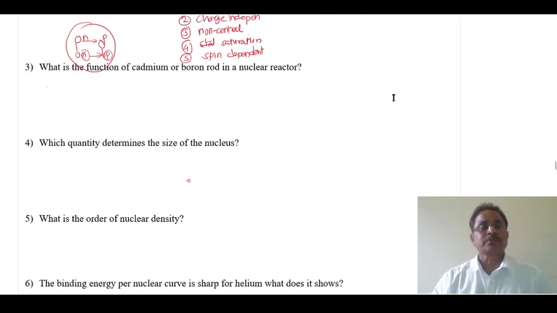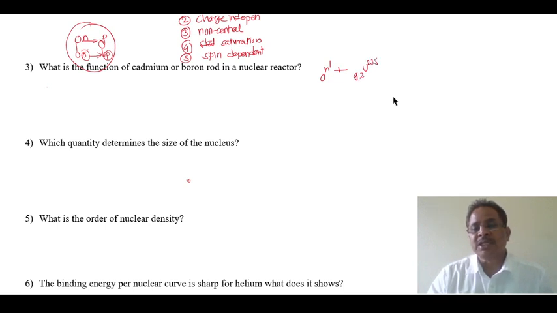Then question 3, what is the function of cadmium or boron rod in a nuclear reactor? In any nuclear reactor, usually we carry out this fission reaction where a 0n1, a thermal neutron, is incident upon 92 uranium 235. This is called the incident particle, and this is called fissionable material. It undergoes fission and forms 2 different nuclei of intermediate masses, which I am calling A and B. Several pairs can be seen there. Along with that, 3 more fast moving neutrons are generated.